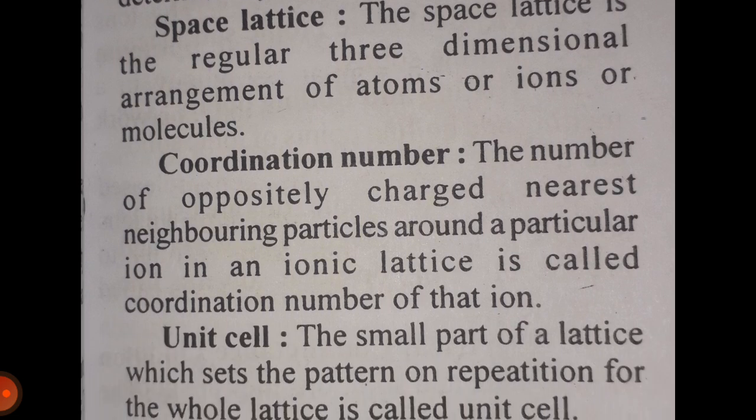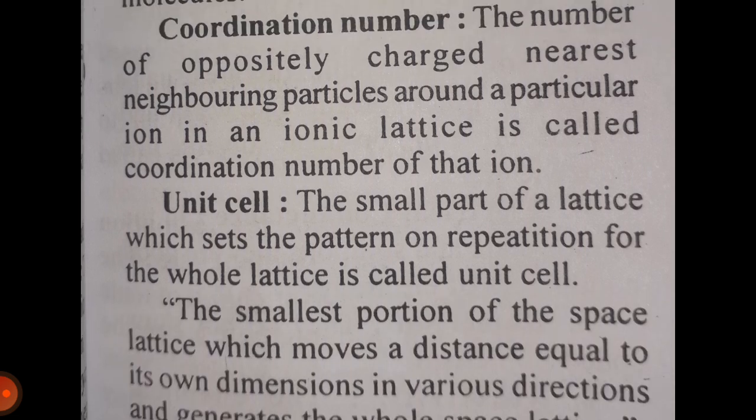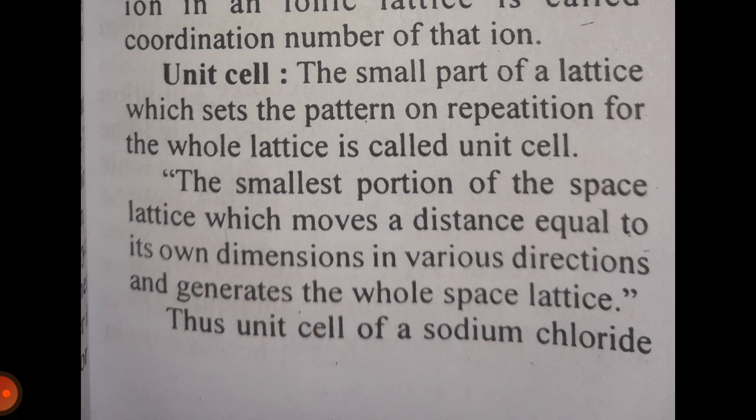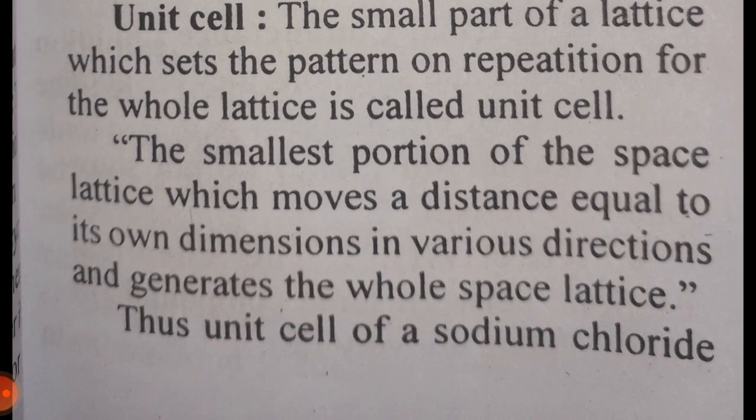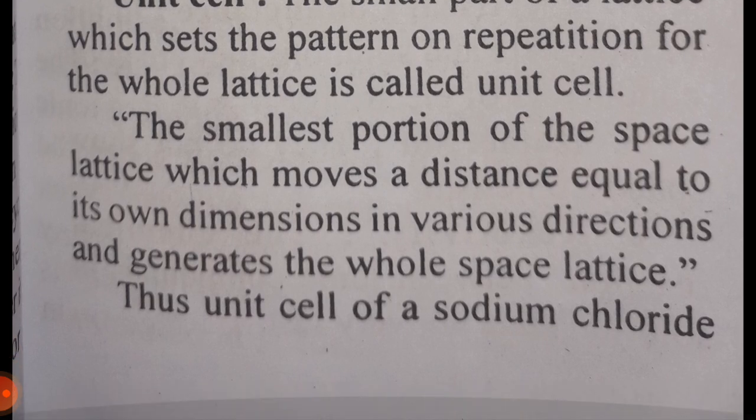Space lattice. The space lattice is a regular three-dimensional arrangement of atoms, ions or molecules. Coordination number: the number of oppositely charged nearest neighboring particles around a particular ion in an ionic lattice is called the coordination number of that ion. The small part of a lattice which sets the pattern of repetition for the whole lattice is called the unit cell. A smaller portion of the space lattice which, moved a distance equal to its own dimension in various directions, generates the whole space lattice.